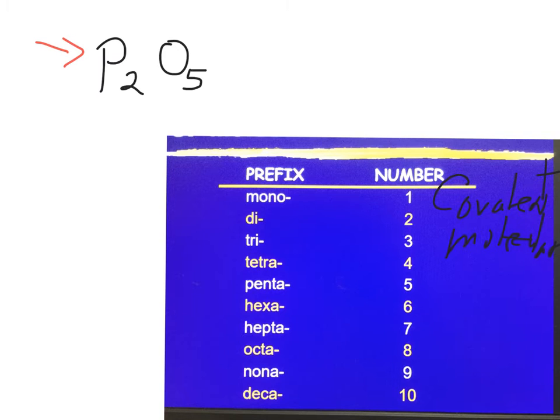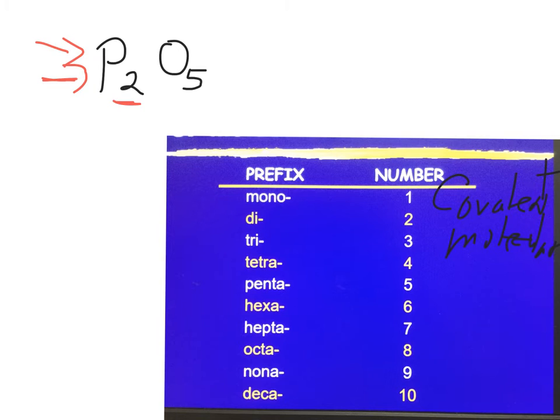And so I always get this question, ma'am, I get confused on when to use a prefix and when to not use a prefix, because the second element is a nonmetal. Well, yeah, if you have an ionic compound, the first element's a metal, the second one's going to be a nonmetal, right? But you don't use prefixes because the first one is not a non-metal. You only use them when the first element is a non-metal, okay?